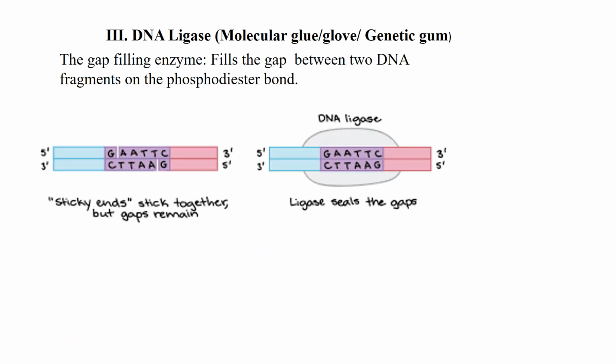Another group of enzyme is DNA ligase. It is known as gap filling enzyme or joining enzyme. So it is otherwise called molecular glue or genetic gum, as it joins the fragmented portions, so it is known as joining enzyme. It fills the gap between two DNA fragments on the phosphodiester bond.